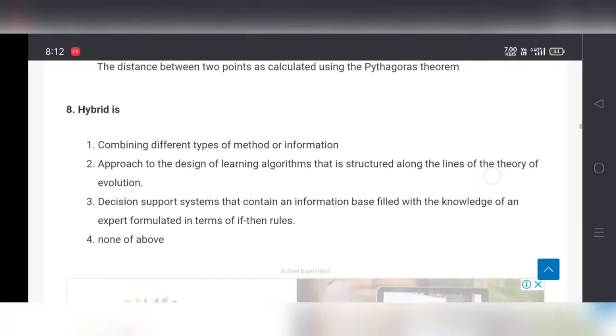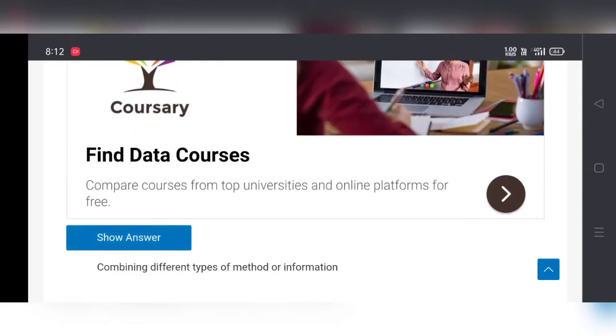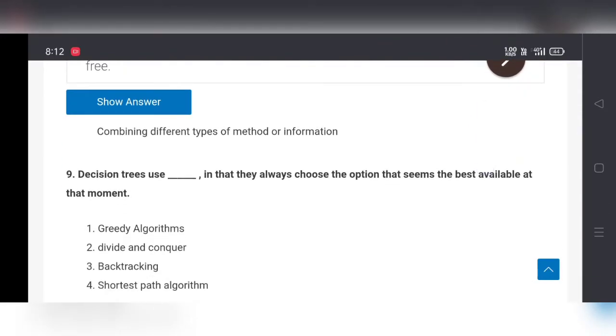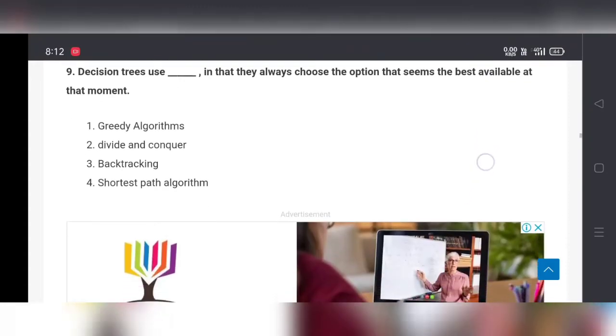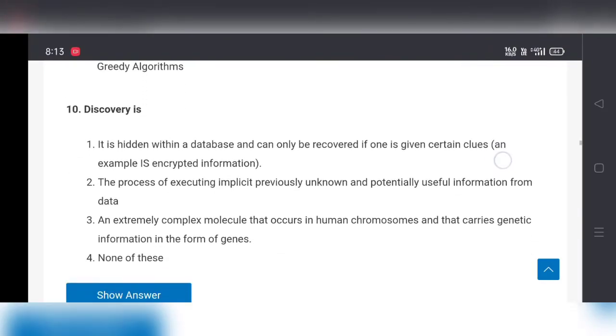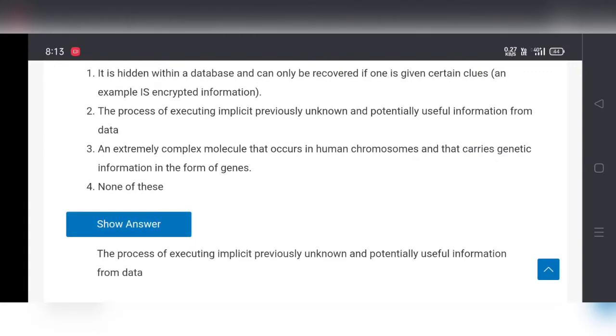Pythagorean theorem. Next, hybrid is? The answer is combining different types of method or information. ठीक है, decision trees use dash in that they allow choosing the option that seems the best available at that moment. The answer is greedy algorithm. Next, discovery is? The answer is a process of extracting previously unknown and potentially useful information from data.